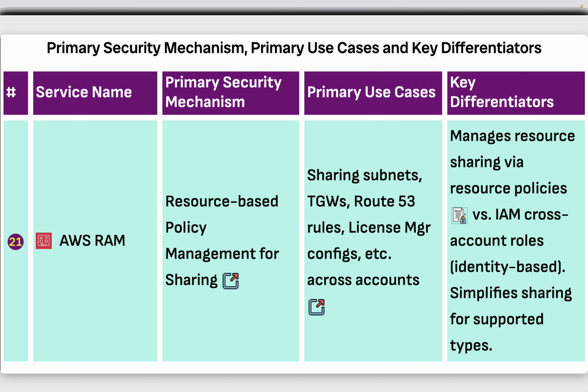Next, we have AWS Resource Access Manager. Primary security mechanism is resource-based policy management for sharing. Primary use cases are sharing subnets, transit gateways, Route 53 rules, and License Manager configurations across AWS accounts. Key differentiators are it manages resource sharing via resource policies, versus identity and access management, IAM, for cross-account roles, which are identity-based. And this simplifies sharing for supported types.